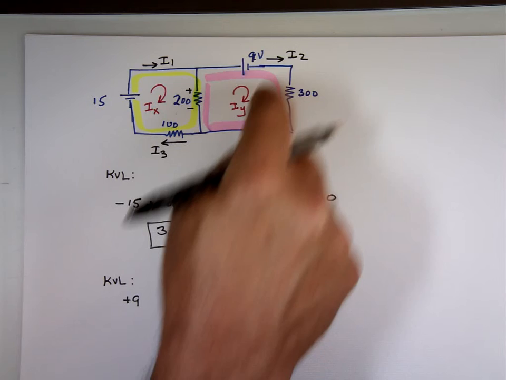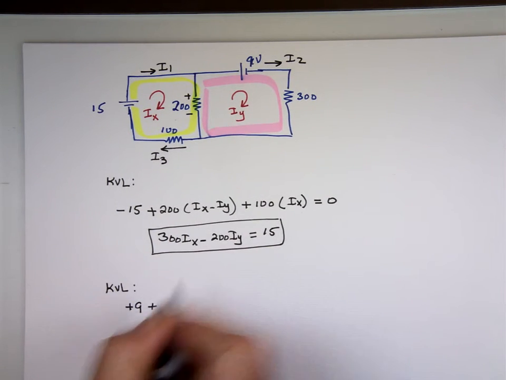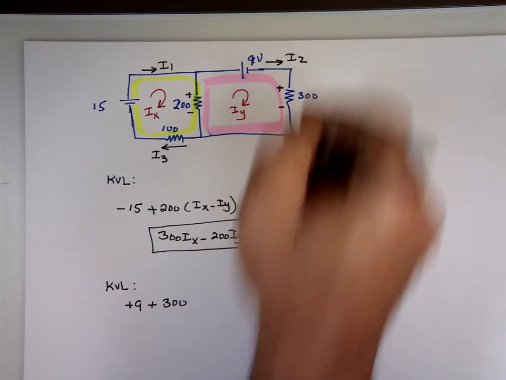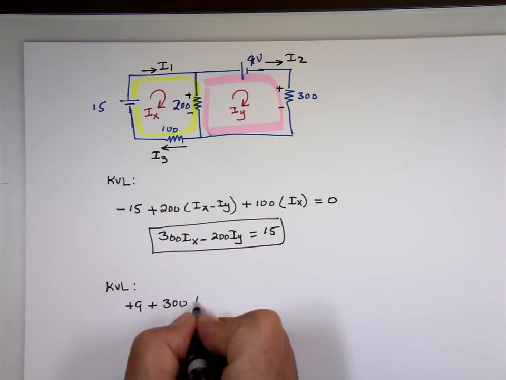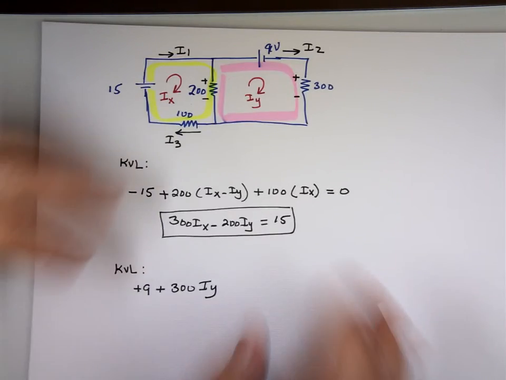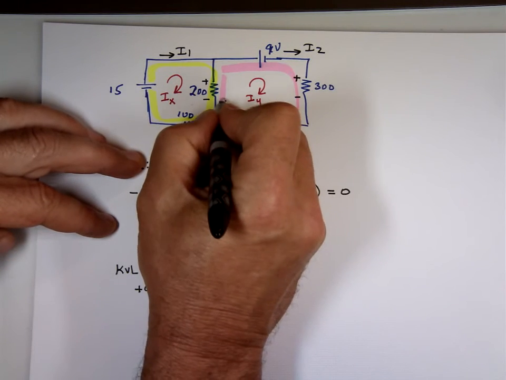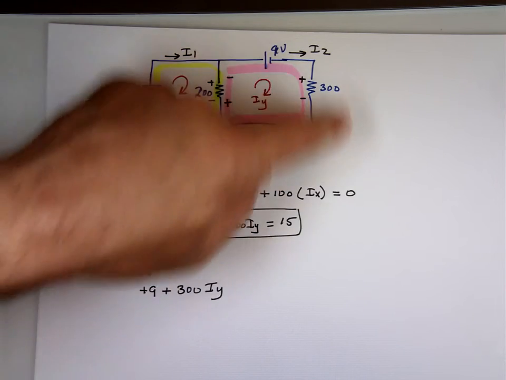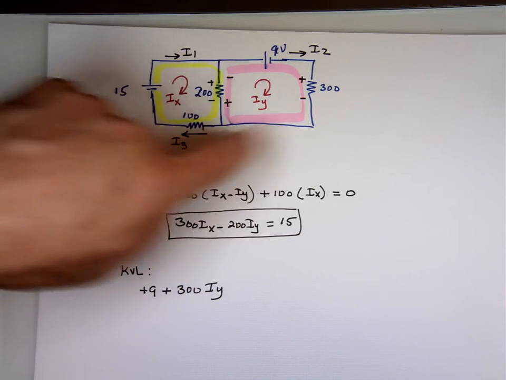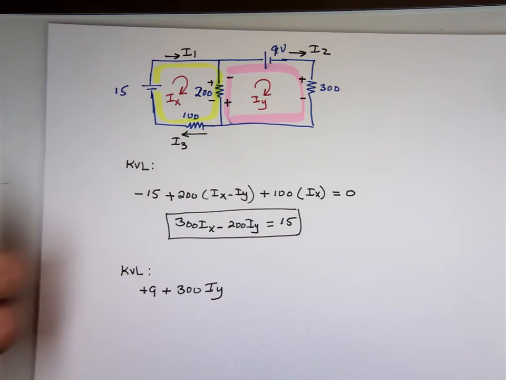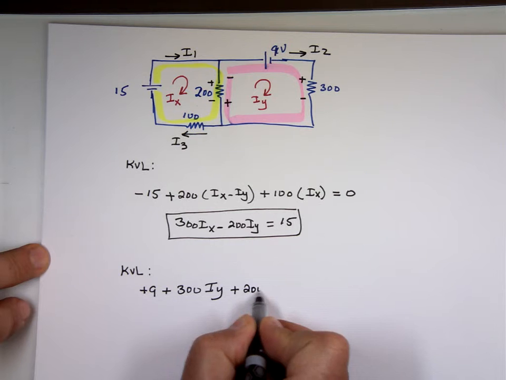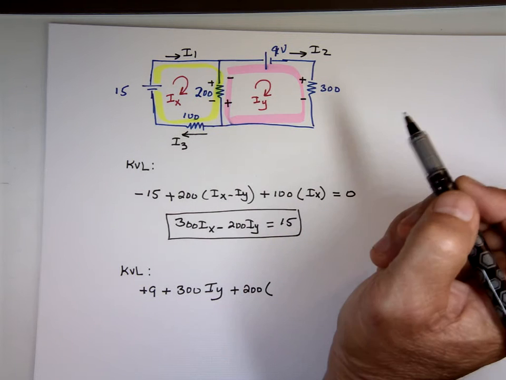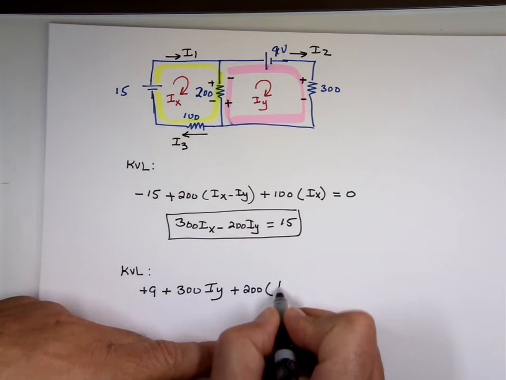Continue with this. That's what? I'm entering this in this direction. That's plus to minus, 300 times the current. The current going down, which is what? I sub Y. And I'm going to come up here, I'm going to enter this from plus to minus. So now we've got to be careful. Notice I'm traveling this way. In this loop here, I'm going upward, not down through that resistor. I'm going up. So what is the current going up? What is the current of this going up here? I sub Y minus I sub X.